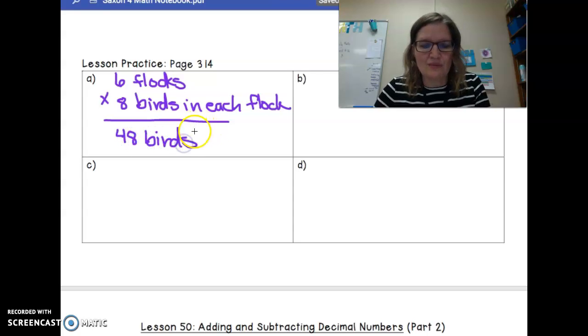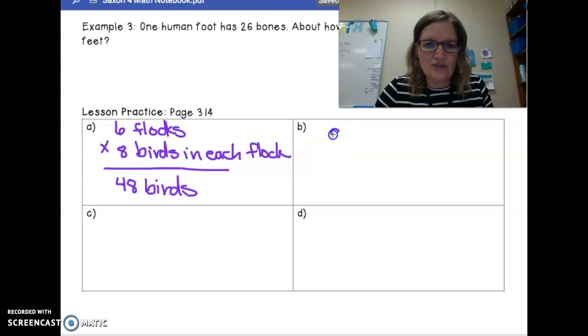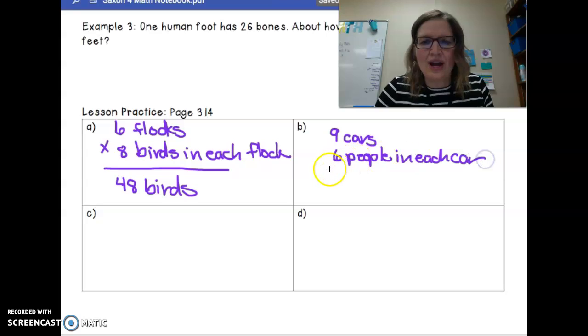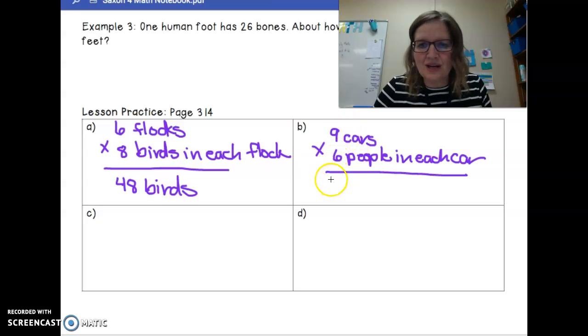Our next one, I'm going to scroll down. Our next one is there are 6 people in each car. There are 9 cars. So we have 9 cars, 6 people in each car, and they want to know how many people are in the car total. 6 times 9 is 54. So we know that there are 54 people total.